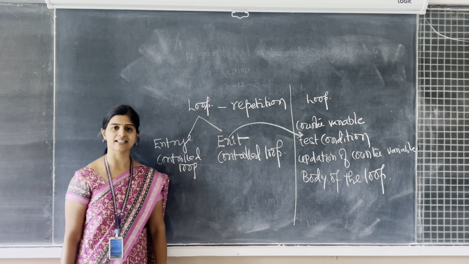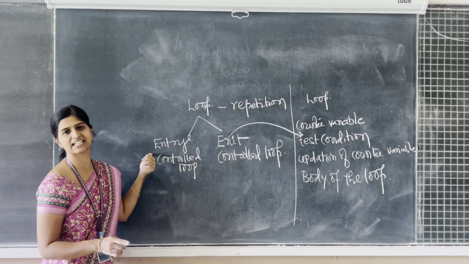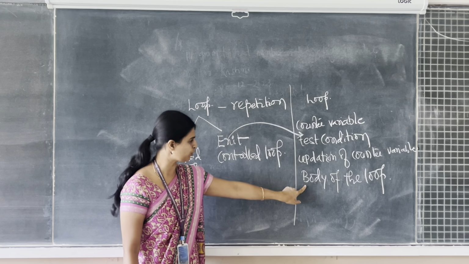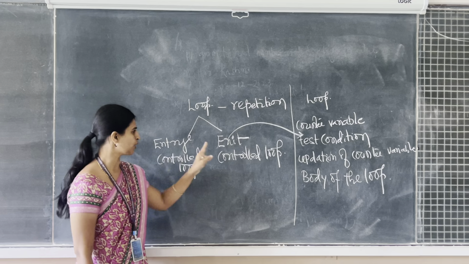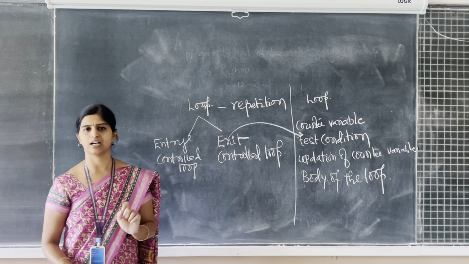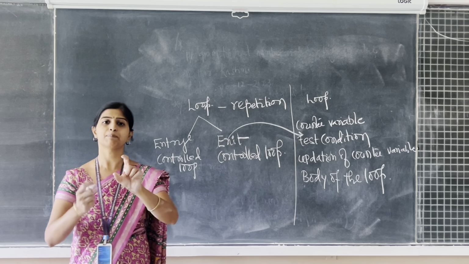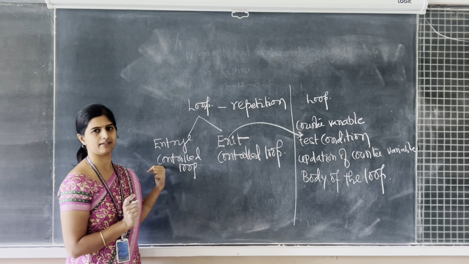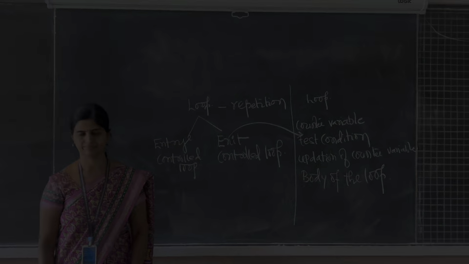If you are writing the test condition before the body of the loop, then it becomes entry control loop. I am repeating once again: if the test condition is written before the body of the loop, then it is referred to as entry control loop. If you are writing the test condition after the body of the loop, then it becomes exit control loop. So these two loops are basically dependent on the placement of the test condition in the code.